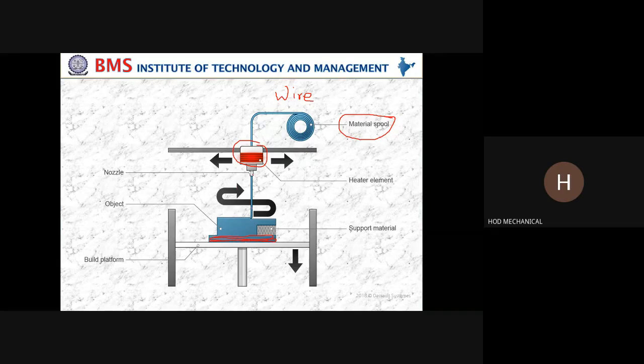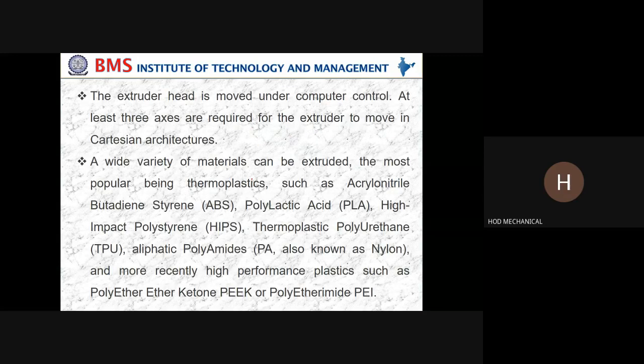It is just passing the area through this filament. What type of material is very important. The extruder head is moved under computer control. At least 3 axes are required for the extruder to move in the Cartesian architecture. Cartesian means you should have X, Y, and Z. So the extruder should move in the X direction, the Y direction, and up and down is the Z direction.